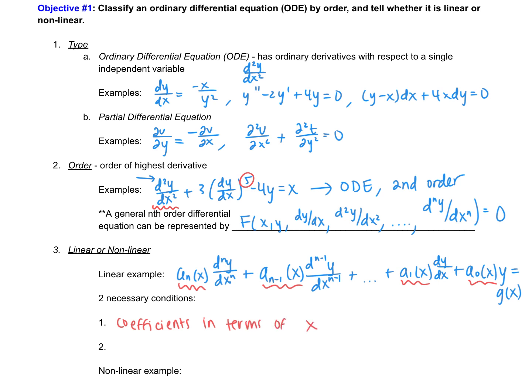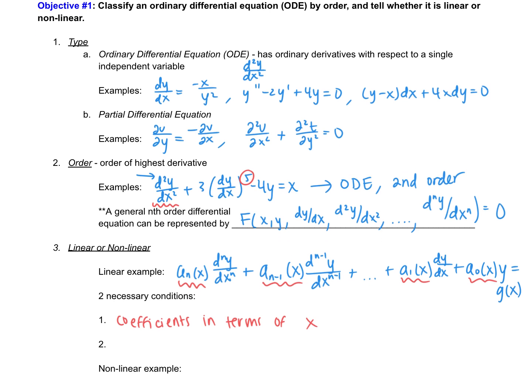Second condition, if we think back to algebra 1, what made an equation linear? In algebra 1, an equation was linear because every x or every y, every variable was to the first power. So in this case, looking at all of our derivatives, they are all to the first power. So the second necessary condition is that y and all its derivatives are to the first power.